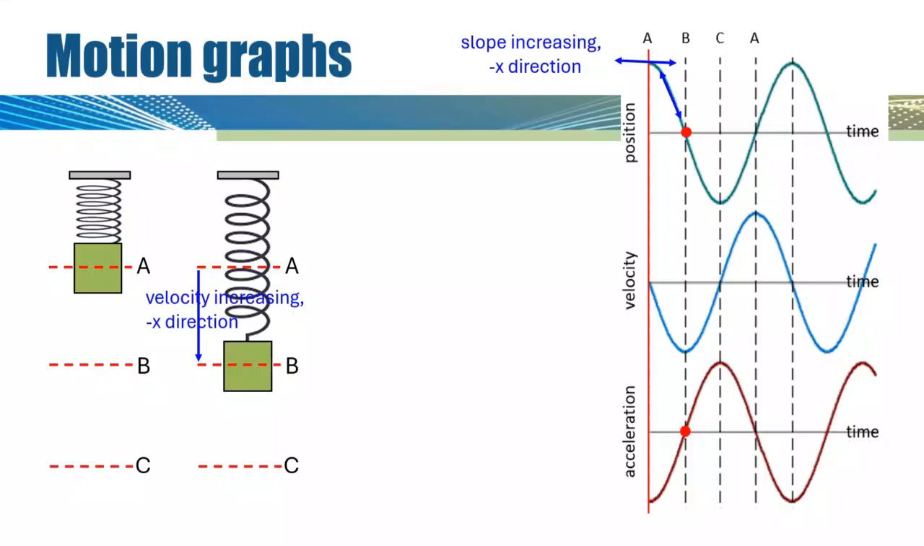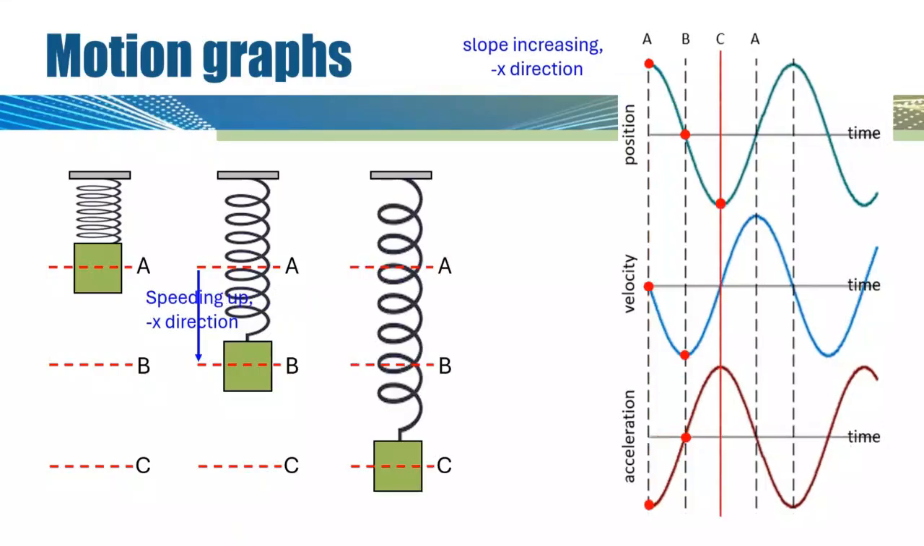You can tell by looking at the slope of the position time graph. At point A, the slope is 0. And as the mass moves from point A to B, we can see that the slope is increasing. So we know that the slope is increasing, but in the negative x direction. That means that the velocity is negative. At position C, displacement is negative, acceleration is positive, and velocity is 0.